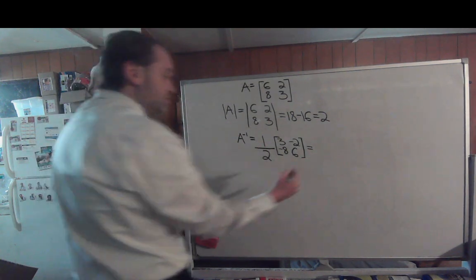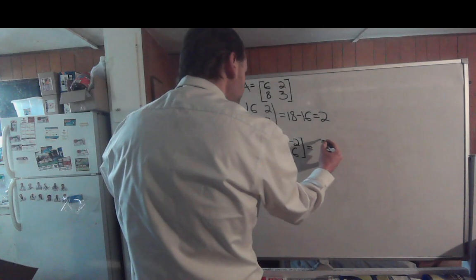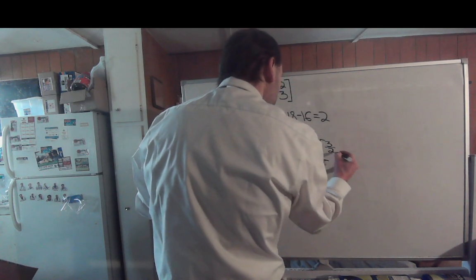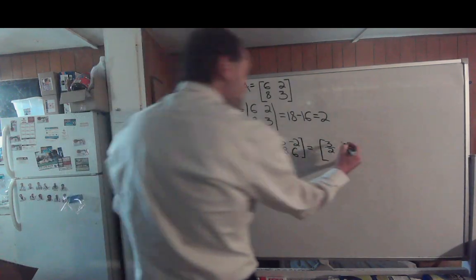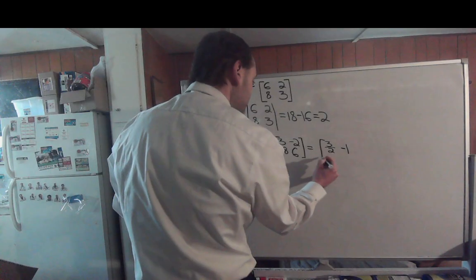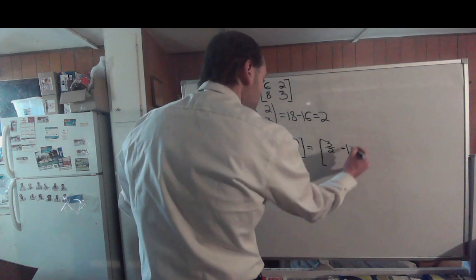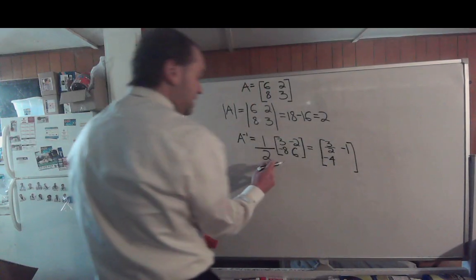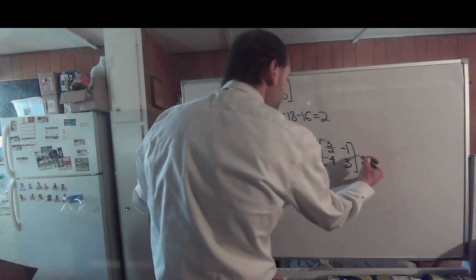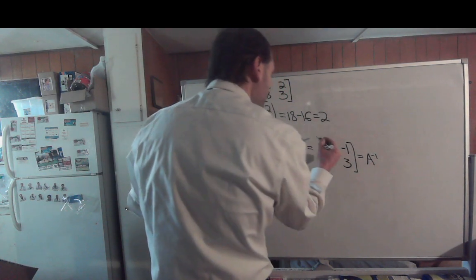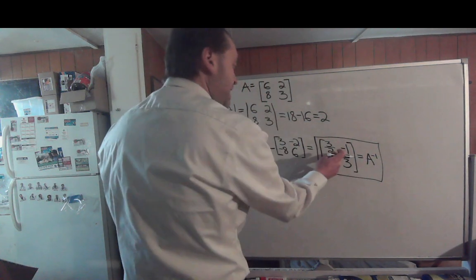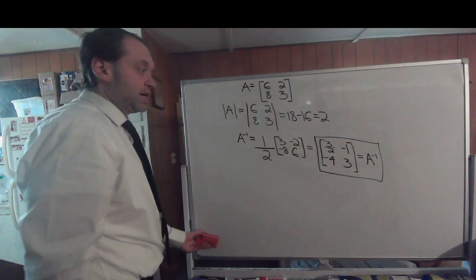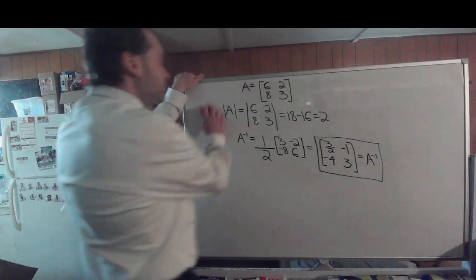So now you're just going to multiply everything by 1/2. So 1/2 times 3 is 3/2. 1/2 times -2 is -1. Let's make this a little bigger, shall we? Okay, and then 1/2 times -8 is -4. 1/2 times 6 is 3. So your A inverse would end up being 3/2, -1, -4, and 3. That's how you would find your A inverse. I have 4 more examples here.